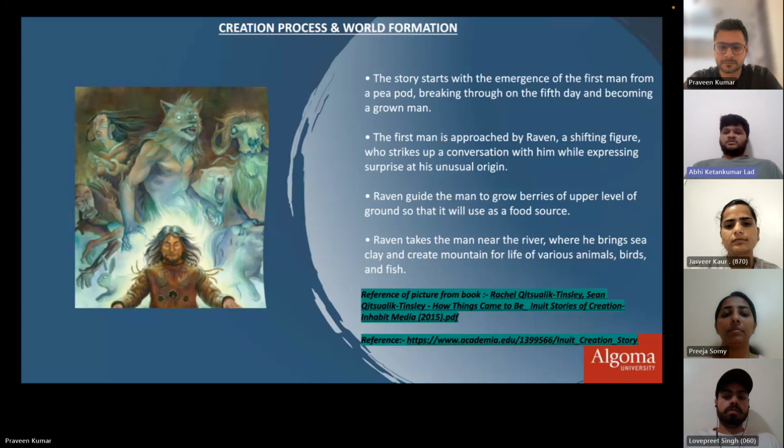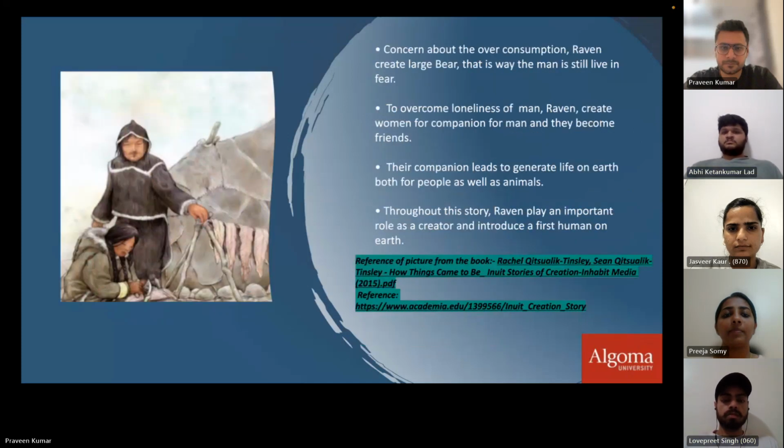Raven takes the man near the river where he brings sea clay and creates a mountain for the life of various animals, birds and fish. Next, Raven has a concern about overconsumption of resources. So Raven creates a large bear. Because of the bear's fear, the man still lives in fear.